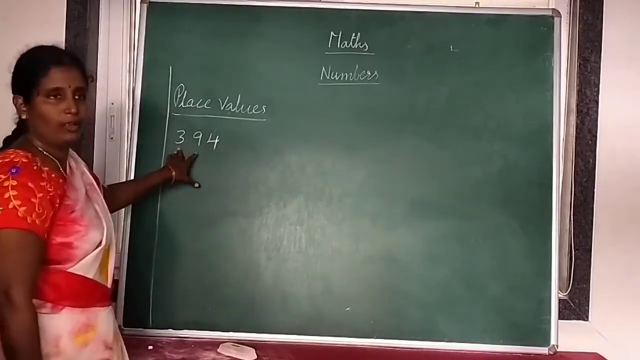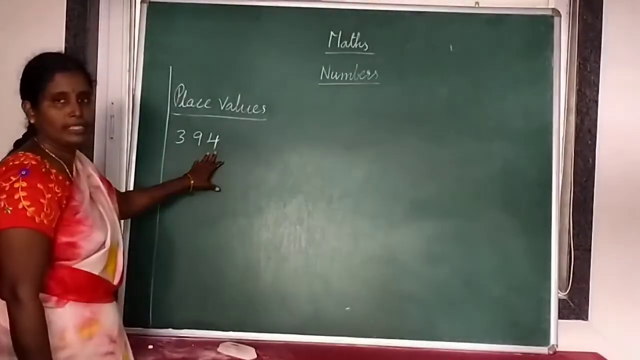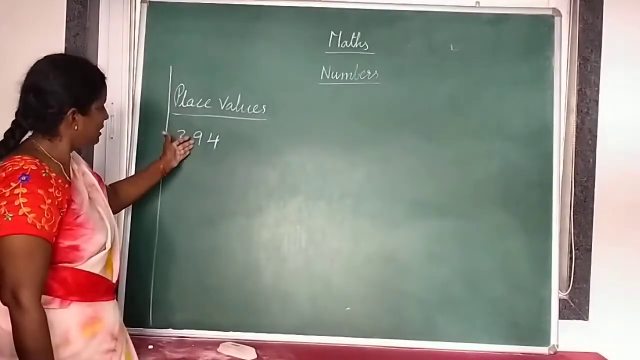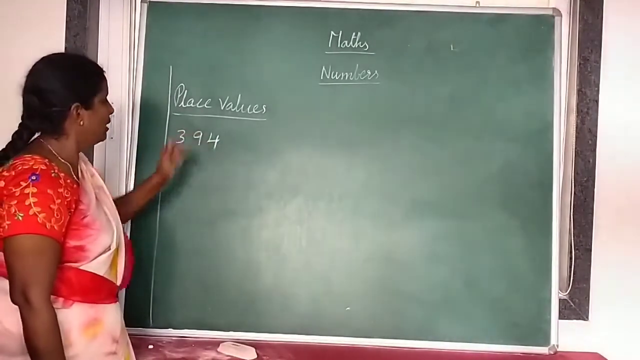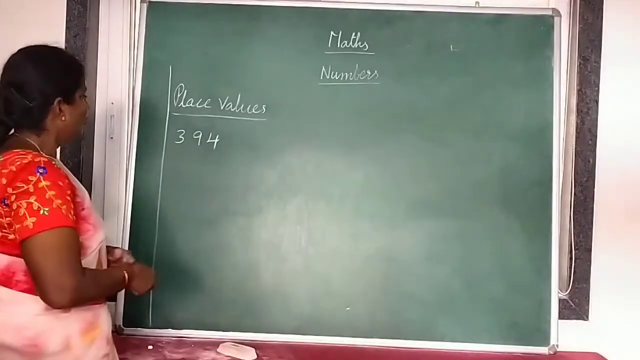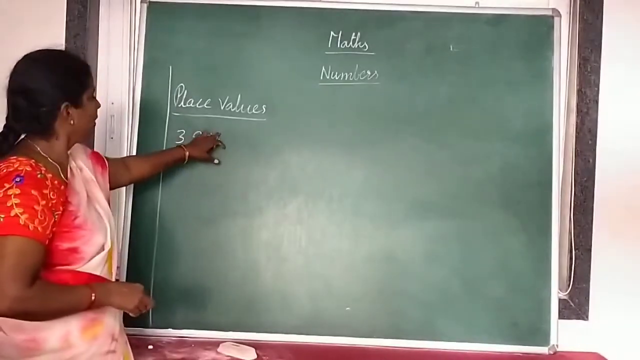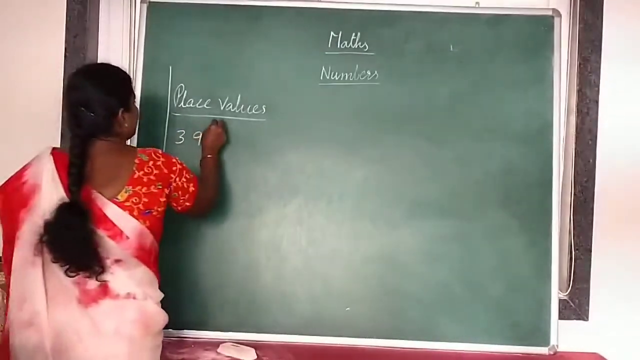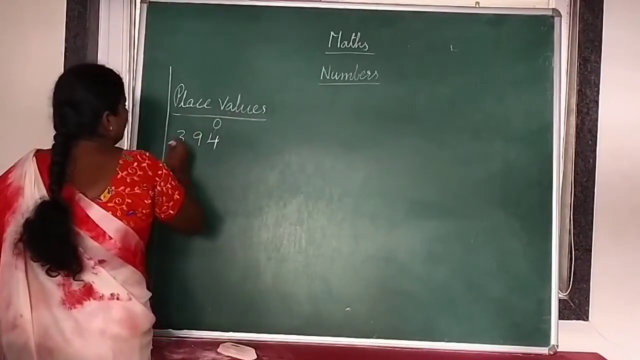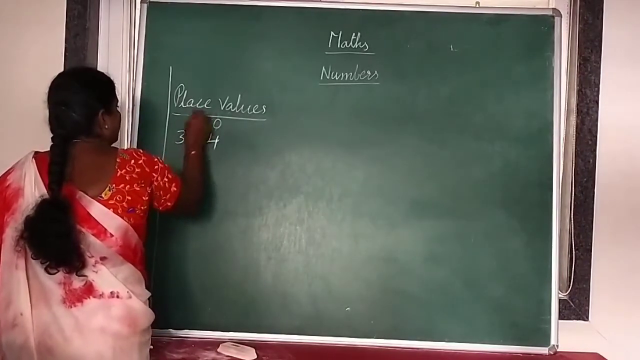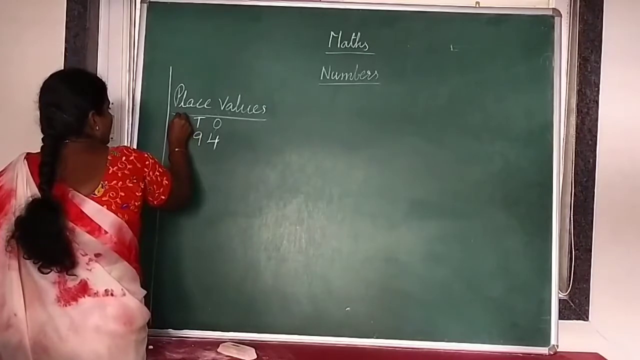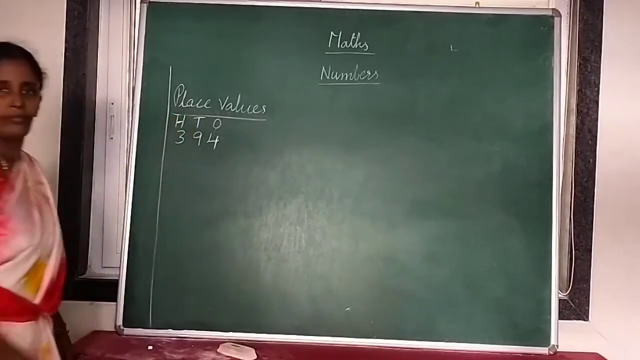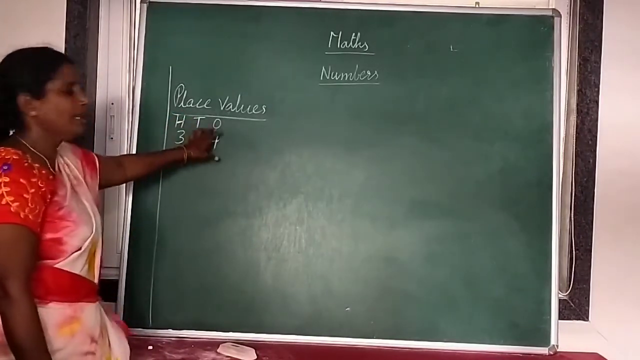Find out the place value of each and every digit. Place value of 3, place value of 9 and place value of 4 also. So before finding the place values, write the places. So 4 in which place? Ones. After that tens. After that hundreds. So first write the places.